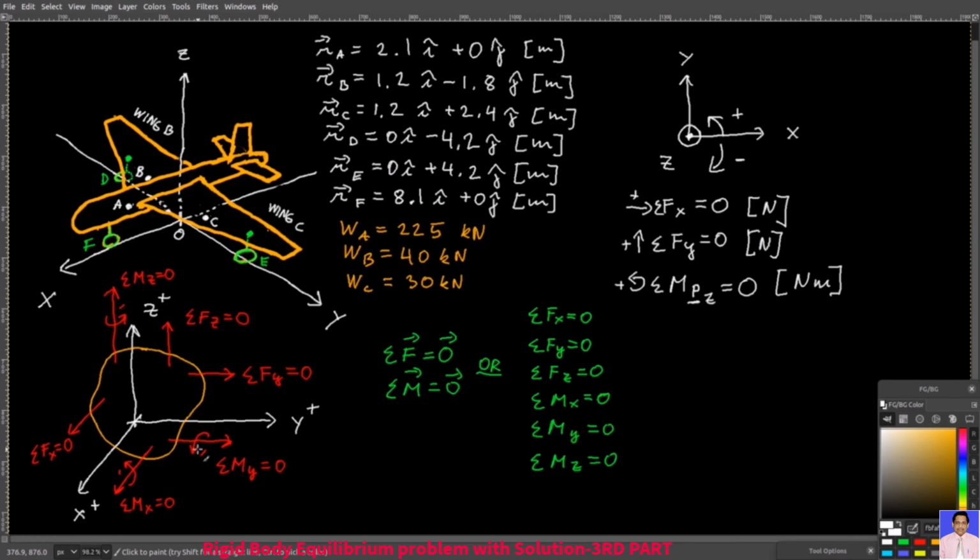If your right-hand thumb points in the negative x, y, z directions, then you have negative moments. And so, let's now apply all that to our airplane.